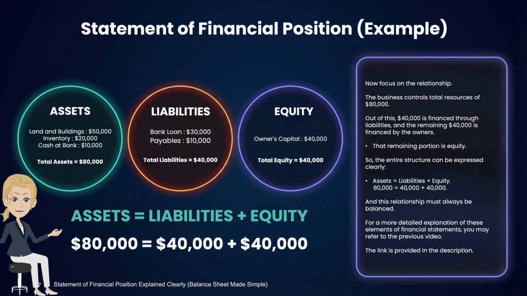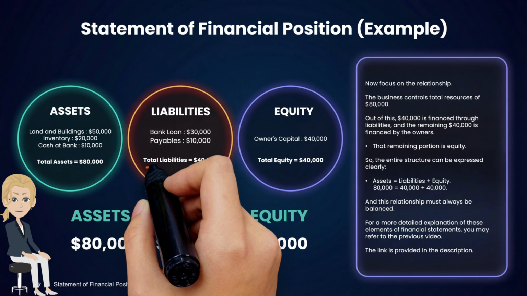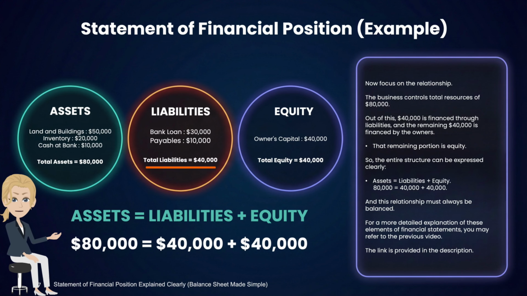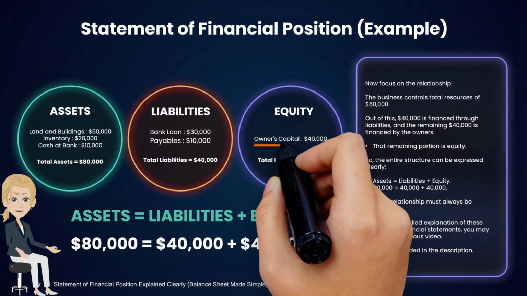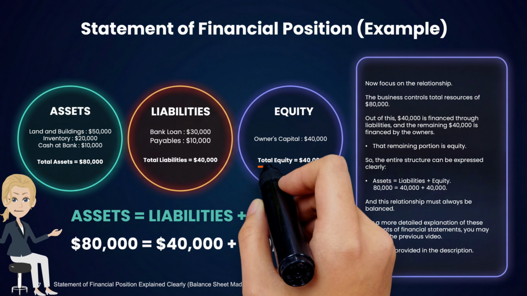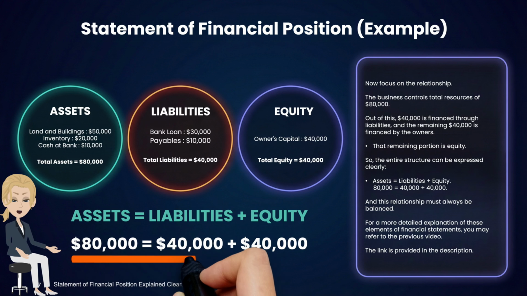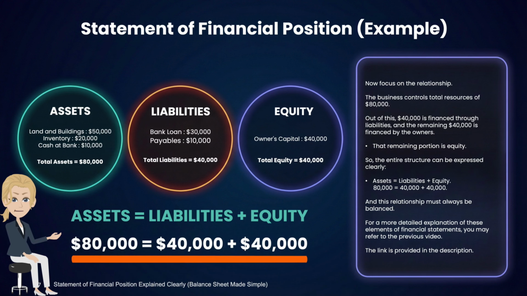Now focus on the relationship. The business controls total resources of $80,000. Out of this, $40,000 is financed through liabilities, and the remaining $40,000 is financed by the owners. That remaining portion is equity. So, the entire structure can be expressed clearly. Assets equals liabilities plus equity. 80,000 equals 40,000 plus 40,000. And this relationship must always balance.